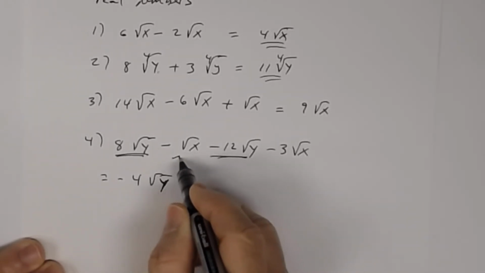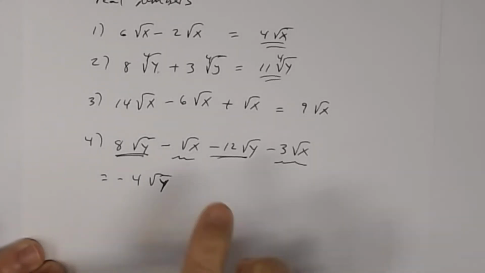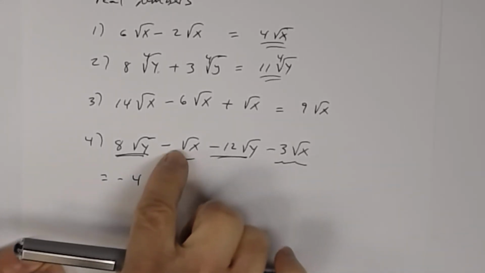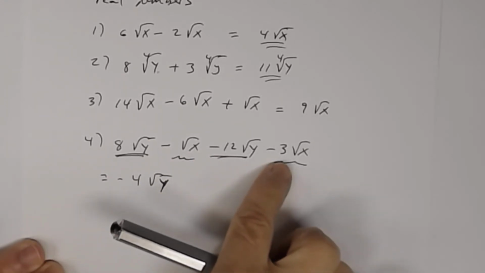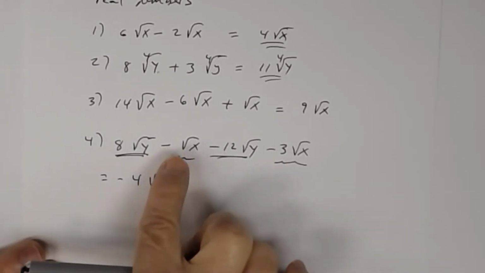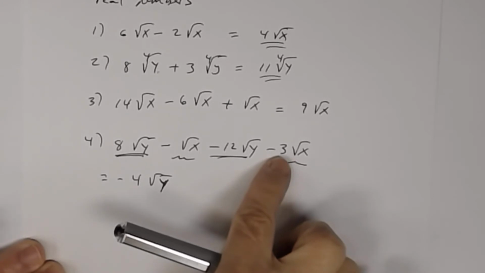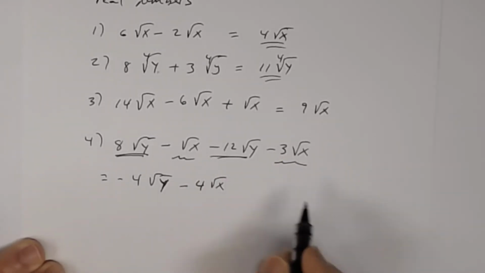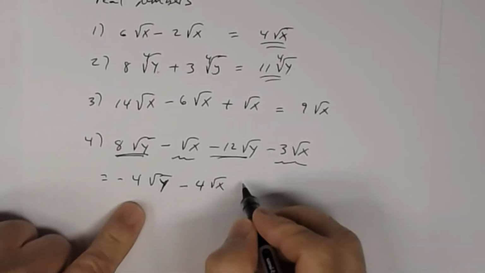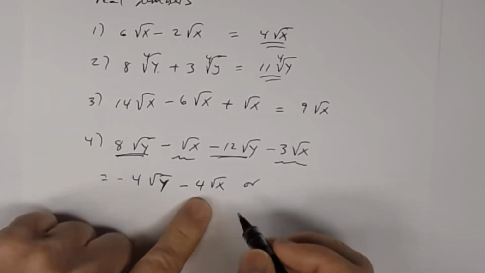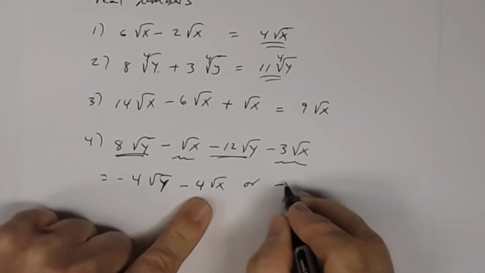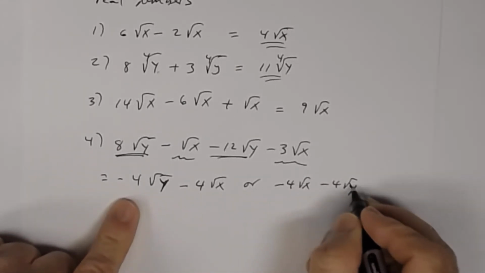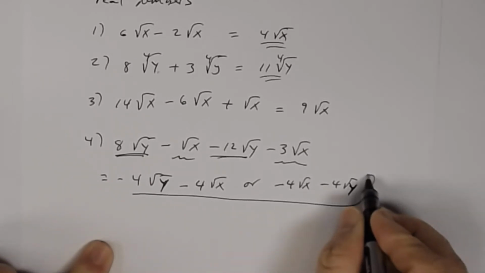And then these right here would be like terms because they both have square root of x. But here I have a negative 1. This is a negative 3. So a negative 1 square root of x plus a negative 3 square root of x gives me a negative 4 square root of x. And so you can write your answer like this, or if you want to put the square root of x term first, you can. You would say negative 4 square root of x minus 4 square root of y. Okay? Does not matter.